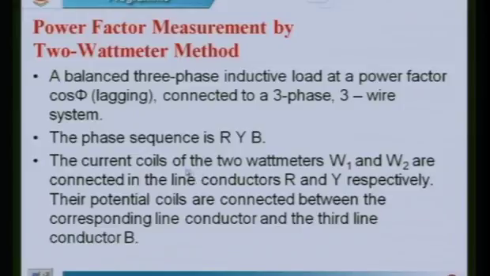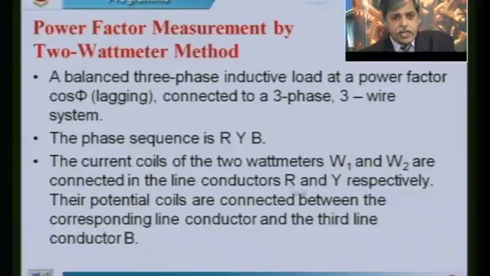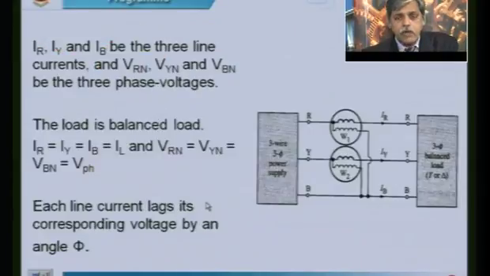The current coils of the 2 wattmeters W1 and W2 are connected in the line conductors R and Y, and the potential coils are connected between the corresponding line conductor and B, that is R and B. Because the current coils are in R and Y, the line B is open, there is no current coil, therefore, I need to connect the potential coil between R and B, Y and B. So, this diagram I just give it like this.